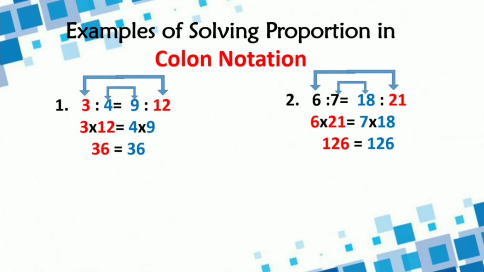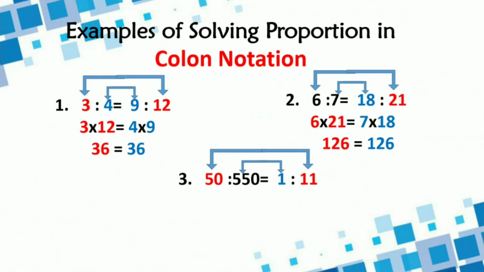Number 3. Okay, so now let's have number 3. We have here 50 is to 550 is equal to 1 is to 11. Again, same, multiply the extremes and the means. So we have here 50 times 11 is equal to 550 times 1. Since it is equal, our equation or ratios are proportion. That's how we check kung yung proportionality ng ating mga ratios na in column notations. I hope naintindihan.